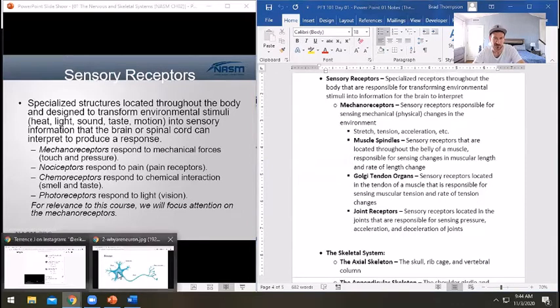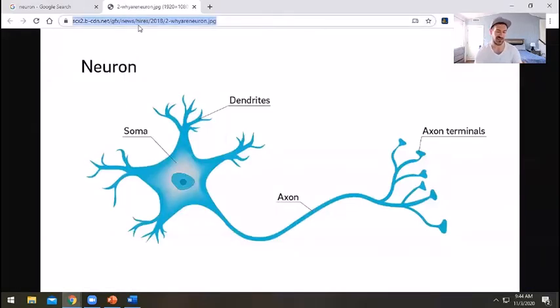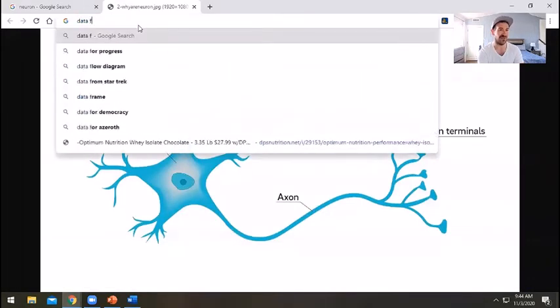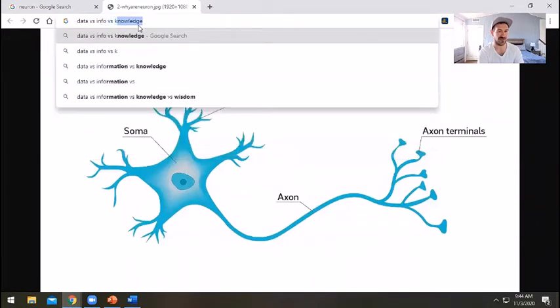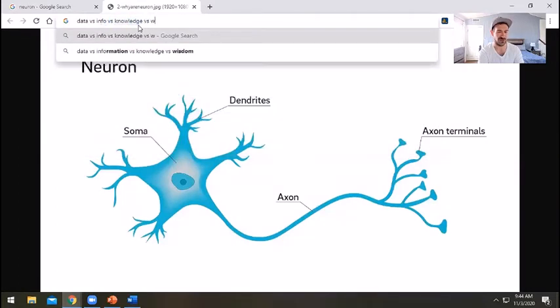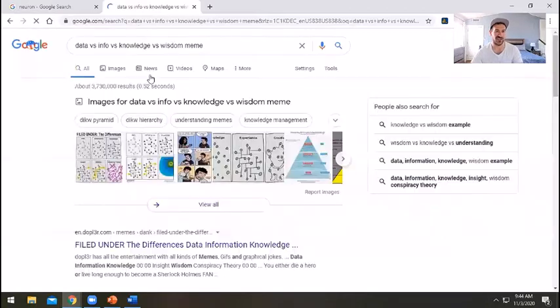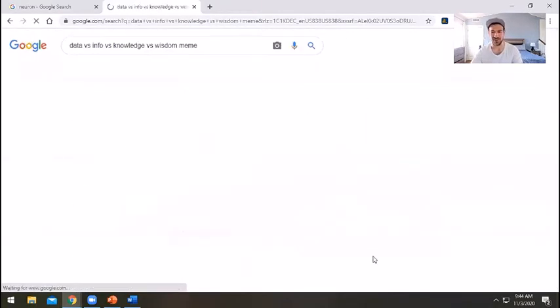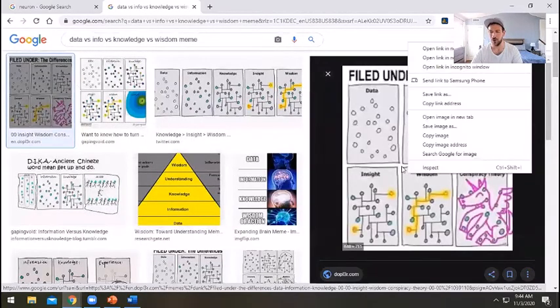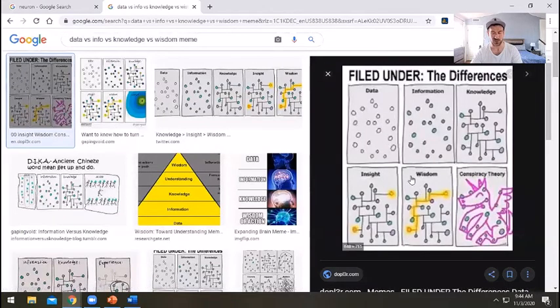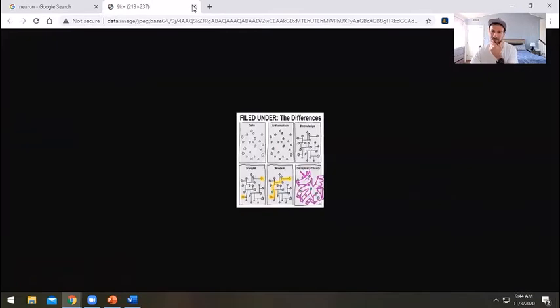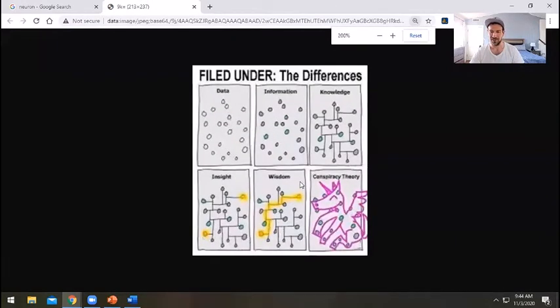Can I show you guys a meme? I saw a meme yesterday. Let's see if I can find this. The data versus info versus knowledge versus wisdom meme. This is so funny. I saw this the other day and I love it so much because I hate conspiracy theories. This is just something about me. I'm really crass when it comes to people and conspiracy theories.